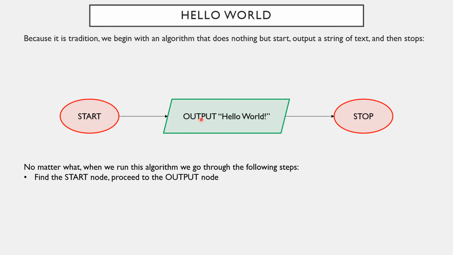This node says output the string of text hello world. Then follow the only arrow that exits that, because only one arrow can exit any node other than a decision node. And then I am at the stop node, so I'm done. So that's it. Okay, start, output, stop.